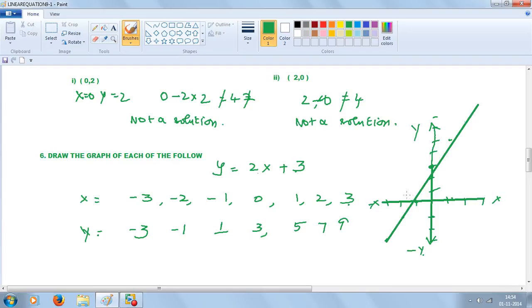So we'll mark this -1, this -2, this -3. This is 1, 2, 3. So we can mark here 1, 2, 3. Here y is 1, 2, 3 like this. Here y is -1, -2. Then plus 1, 2, 3, 4, 5 as it goes.